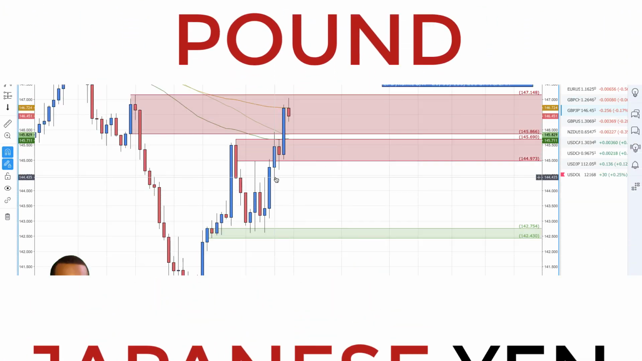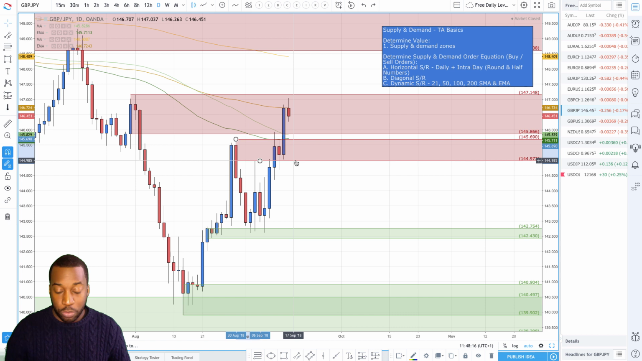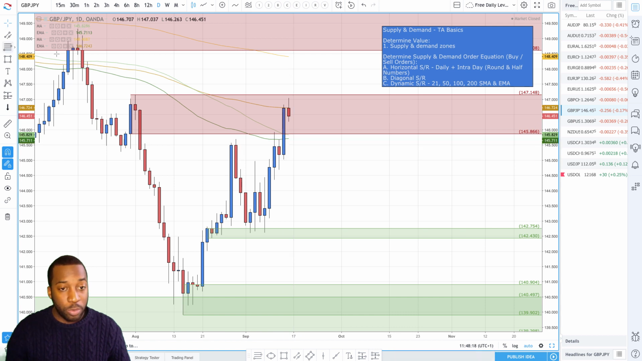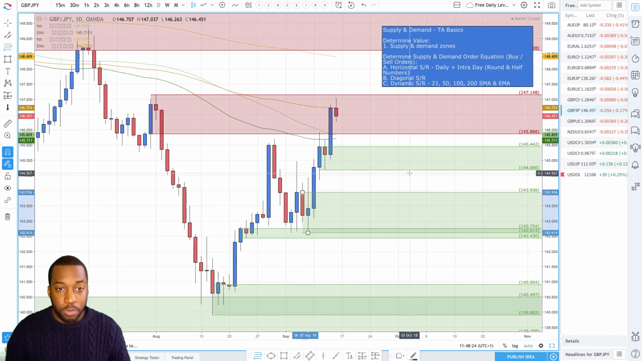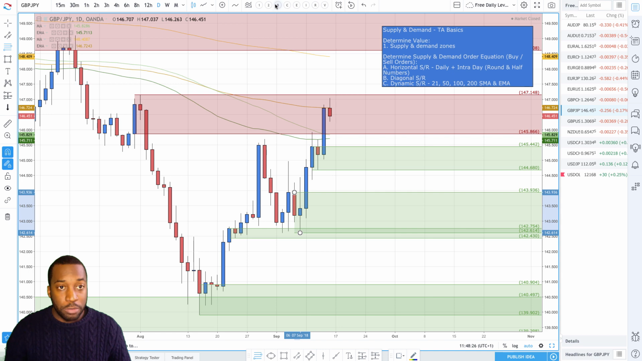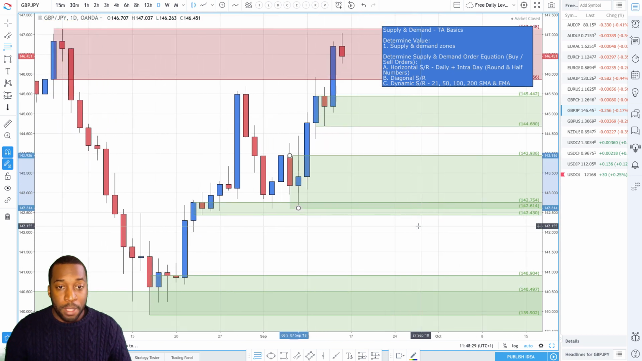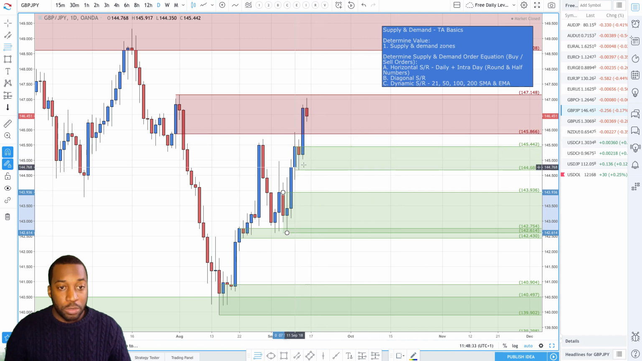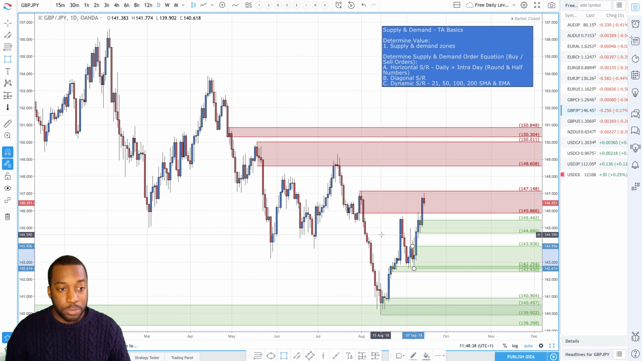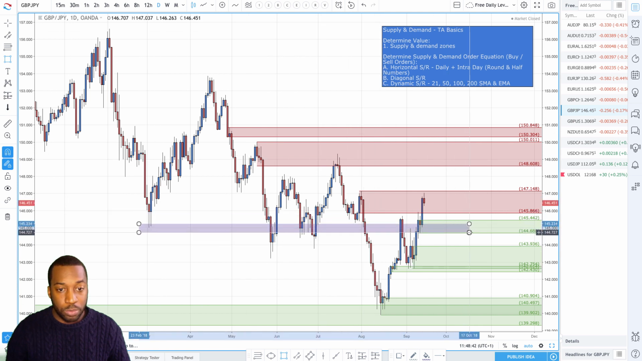Pound yen, and if we're looking to be buyers of the pound yen, then what we're looking for is demand zones. We've created a couple right here. Let me just get rid of this for now. And then what we want to do again is look for this area, look for where we've got horizontal support and resistance, potentially as confluence within that area.